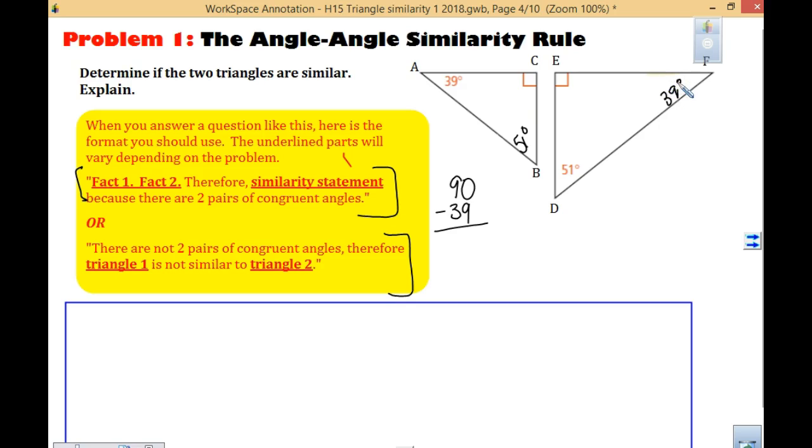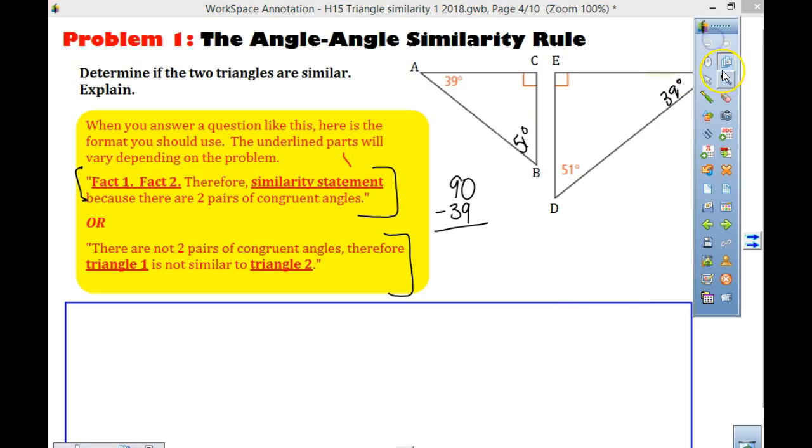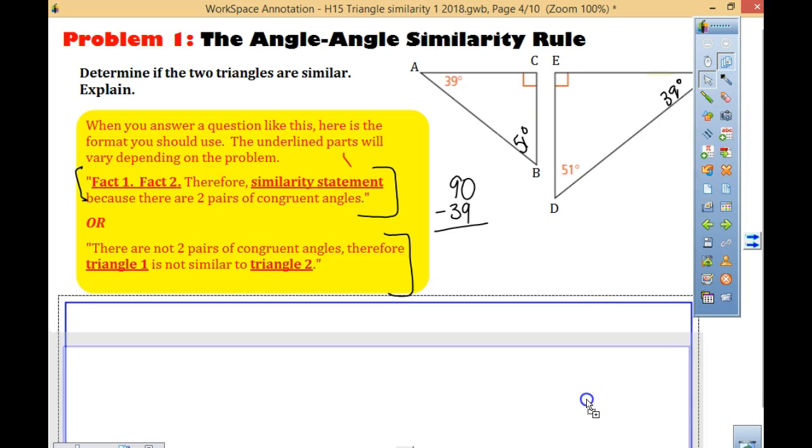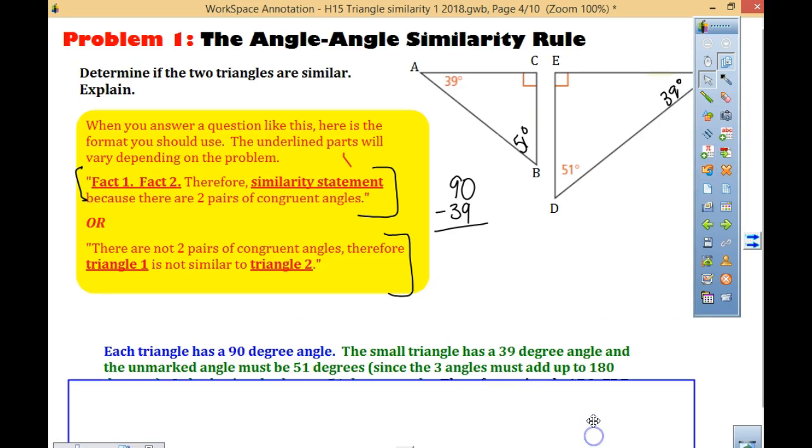So put those on your picture. As you do your homework, you're going to put those numbers on your picture. And then what we want to take a look at is we want to write our statements. And our statement for this one is going to start off with, as we are looking at it, each triangle has a 90-degree angle.